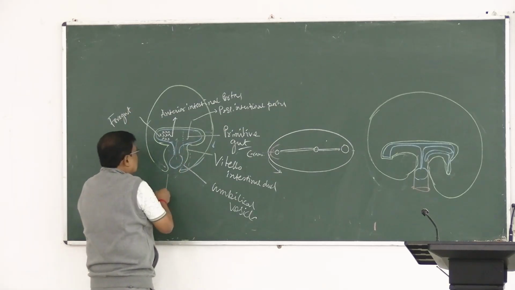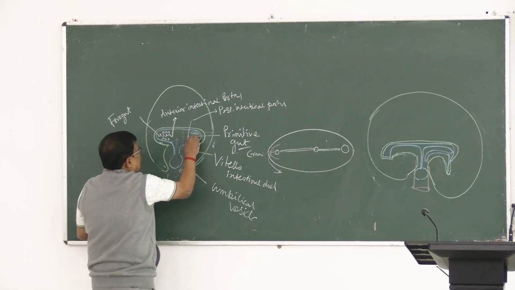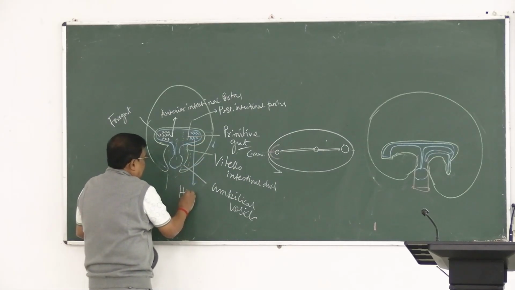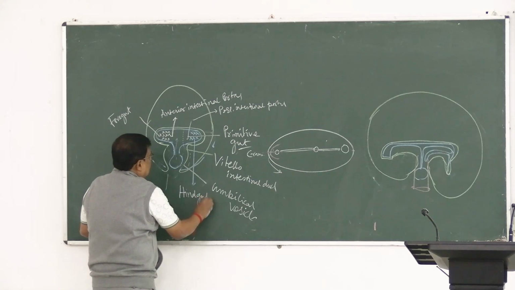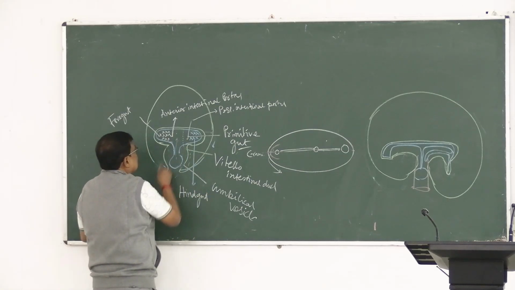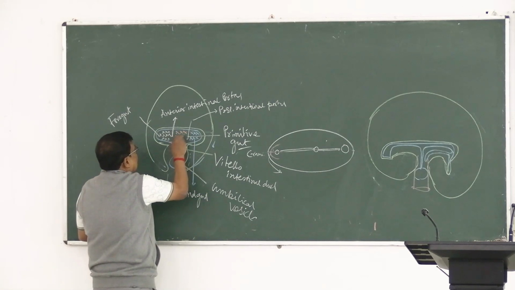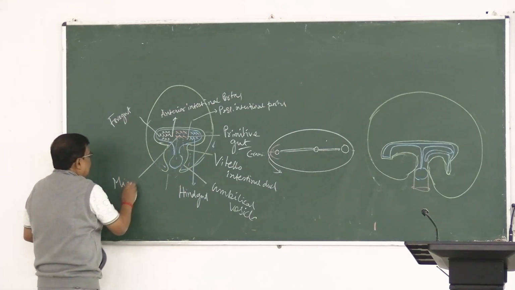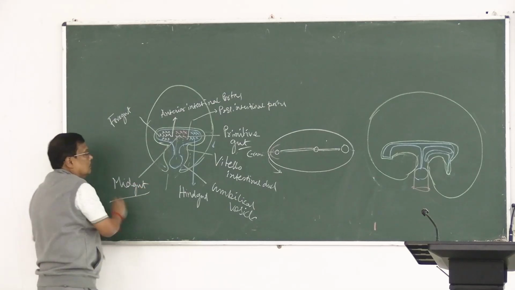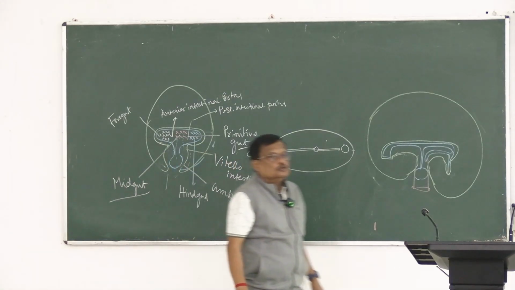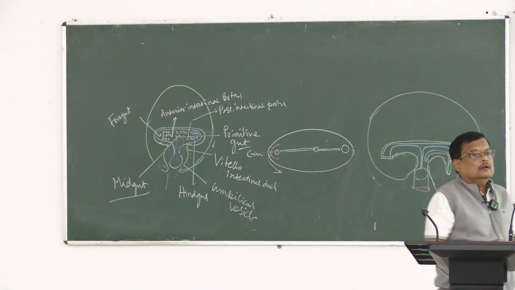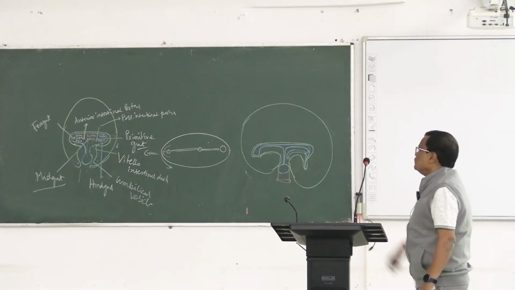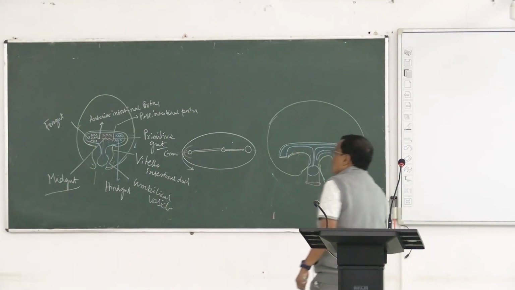This part of the gut we call hindgut. And this part, the middle part, we call midgut. So the anterior intestinal portal is the junction between the foregut and the midgut. The posterior intestinal portal is the junction between the midgut and the hindgut.